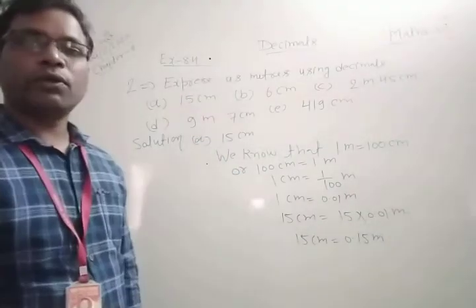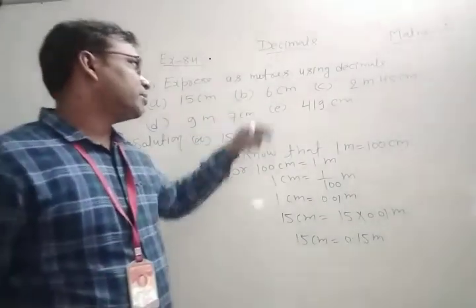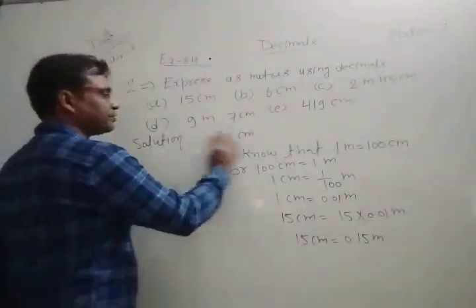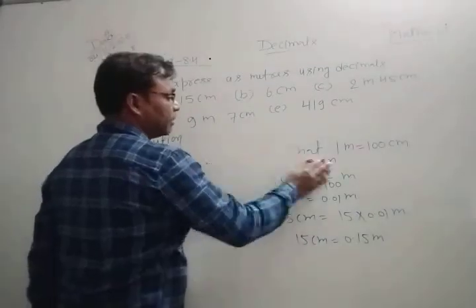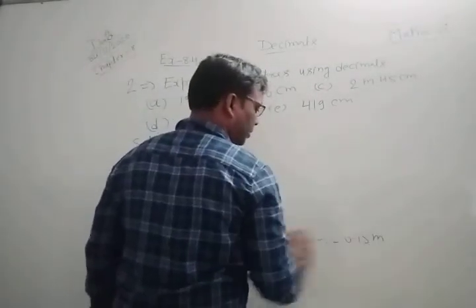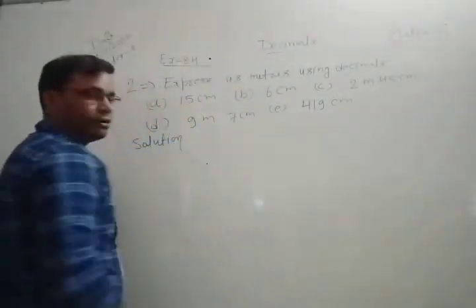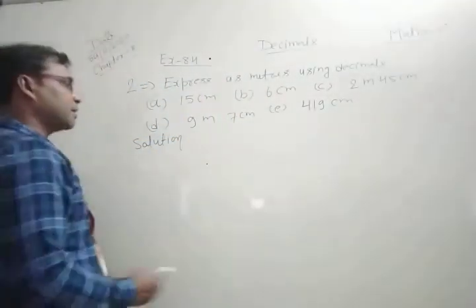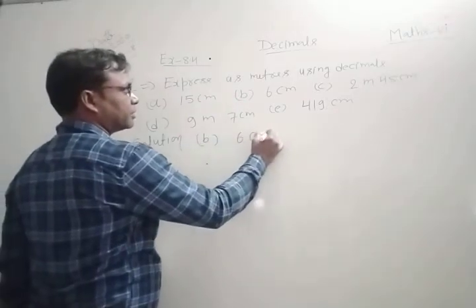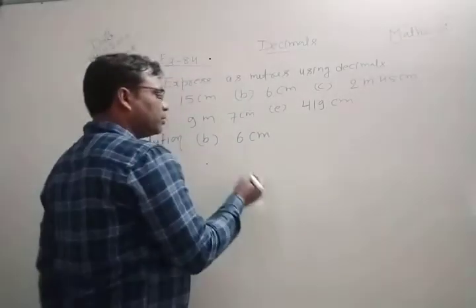Now we are going to discuss the second part. What is the B part? B part is 6 centimeter. We need to express 6 centimeter as meter using decimal. This is clear. So this is our B part, which has 6 centimeters.